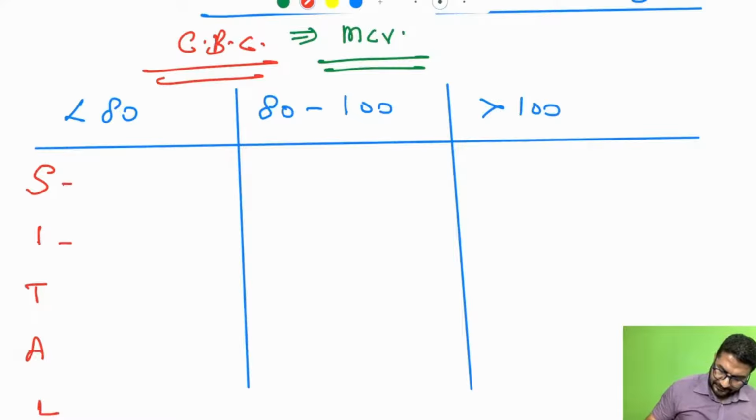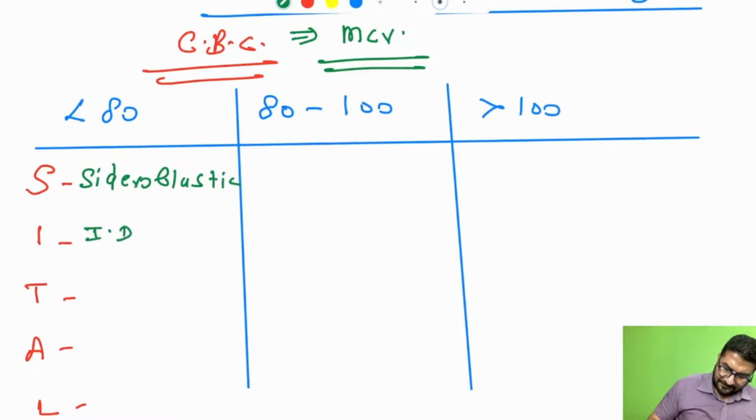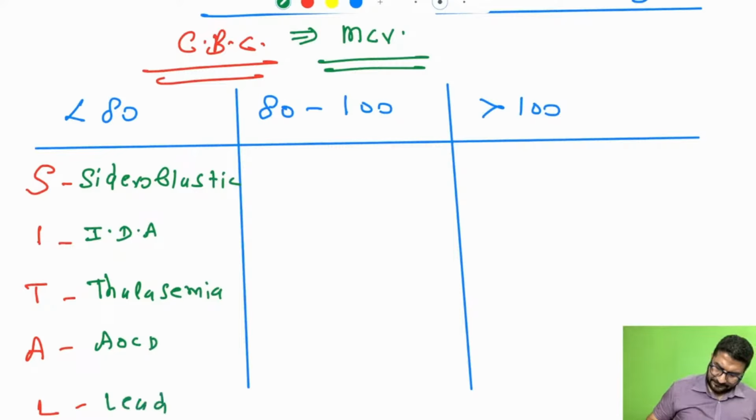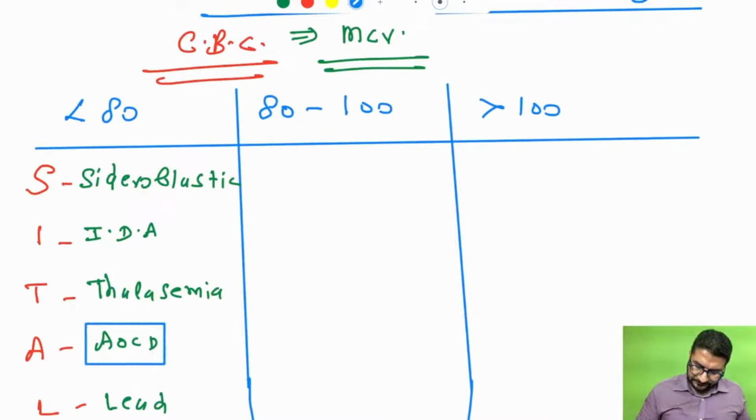माइक्रोसाइटिक में क्या क्या आएगा? शीतल. शीतल means sideroblastic anemia. Sideroblastic anemia. I is IDA. T is thalassemia. A is AOCD and L is lead poisoning. A point is, now sideroblastic is pretty easy to identify. AOCD आगे जाके this later on it converts into normocytic.